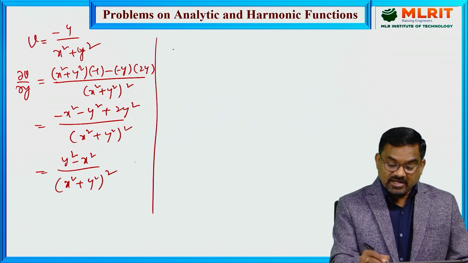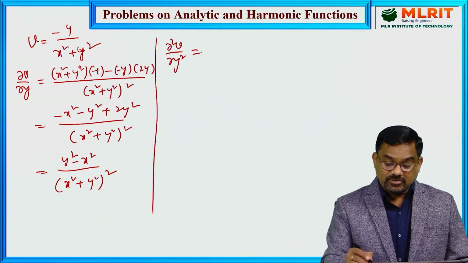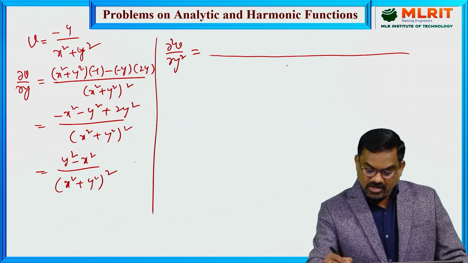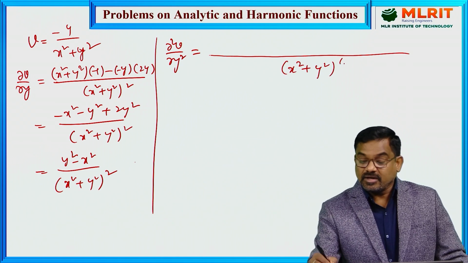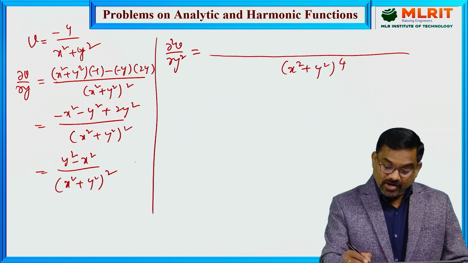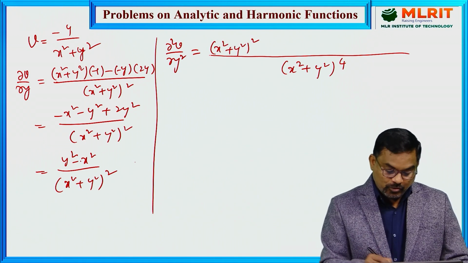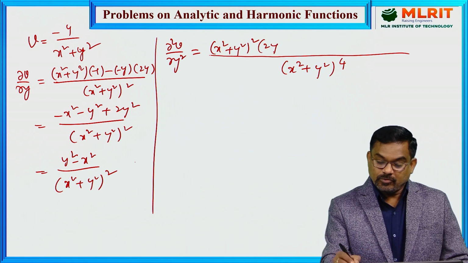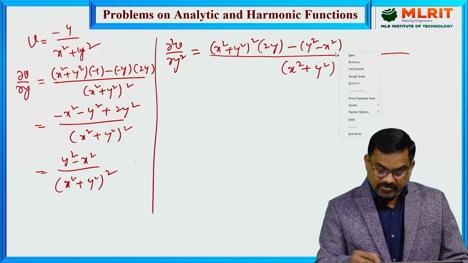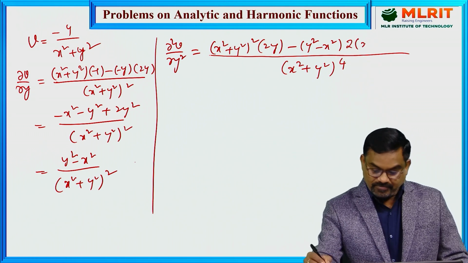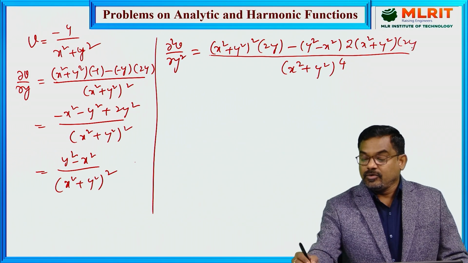Now to find the second order derivative, again differentiate this with respect to y, dou square v by dou y square. Now the denominator whole square, x square plus y square power 4, denominator into x square plus y square whole square into numerator derivative with respect to y, 2y, minus now numerator into denominator derivative, which is 2 times of x square plus y square, and again inner function derivative with respect to y, 2y.